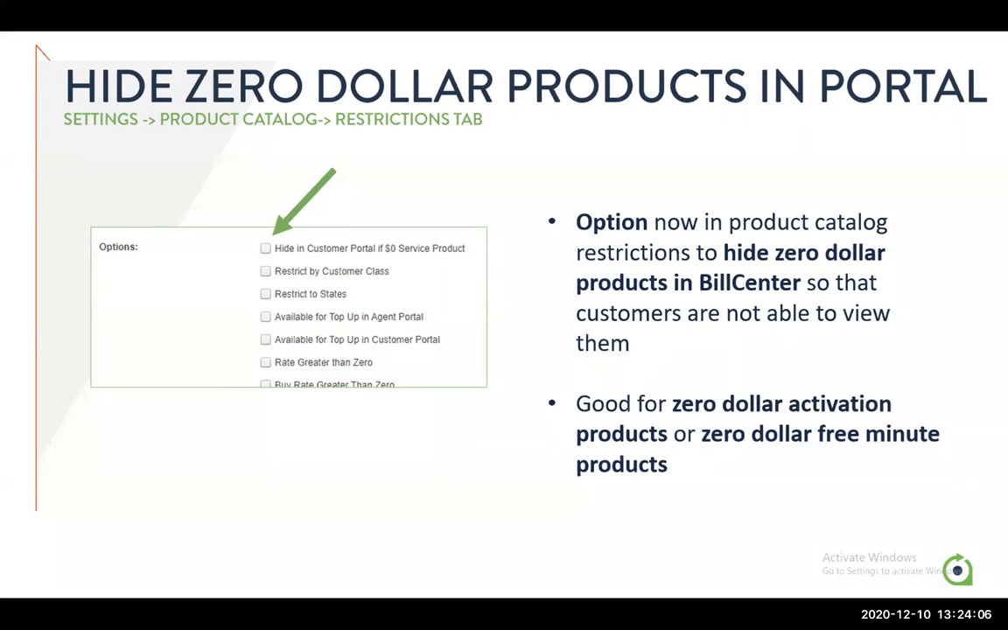If your free minute products are $0 and the cost of those minutes is included in the base user price, but you have to put the free minute products on for our system to work correctly, anything that's a $0 item, if you choose to hide it here, then those $0 products won't show to the customer in BILLCENTER. So you can turn that on, hide in customer portal if $0 service product.